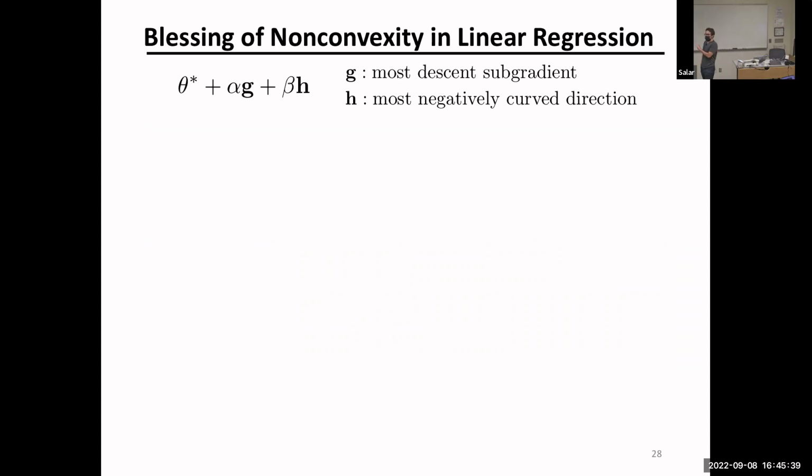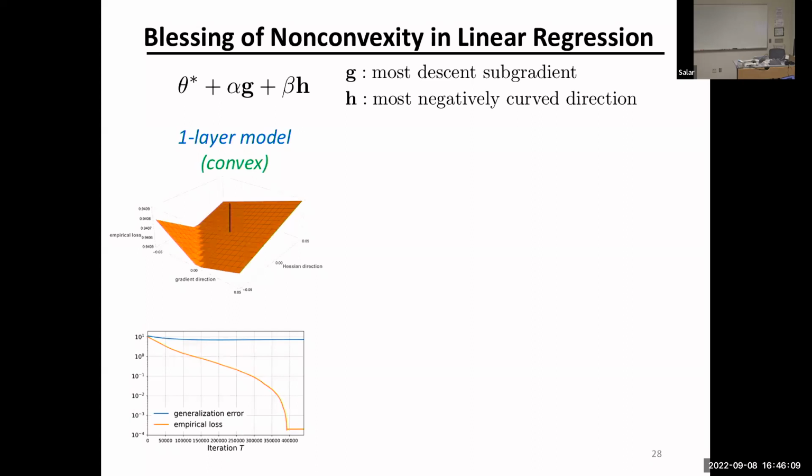Here, our goal is to look at the landscape of the problem around the true solution at theta star. I'm going to look at 2 directions. One is the most descent direction from the subdifferential, and this alpha basically says how far we go towards that direction. The other direction is H. That is the most negatively curved direction of the landscape at theta star, and theta shows how far we go towards that direction.